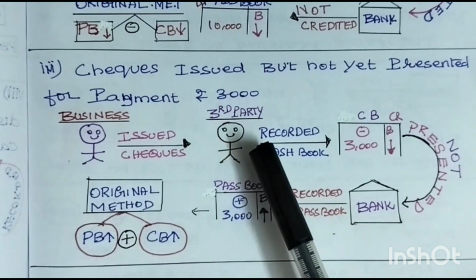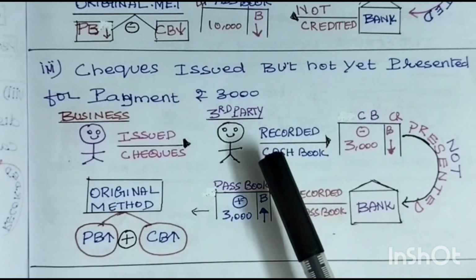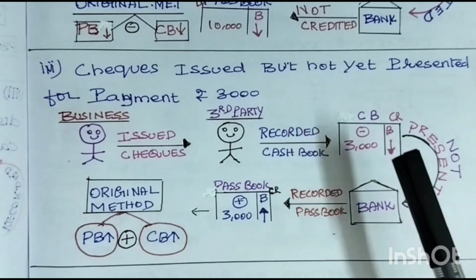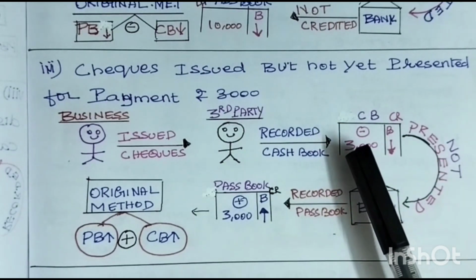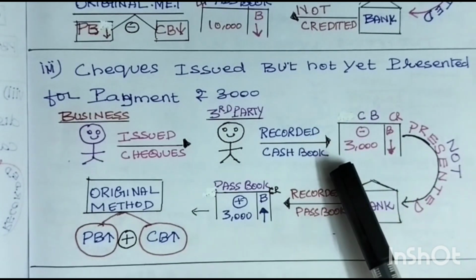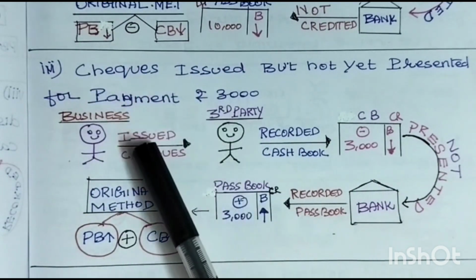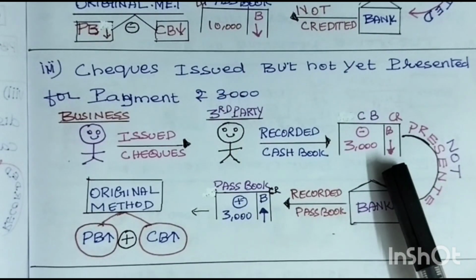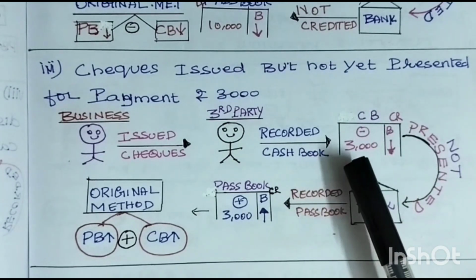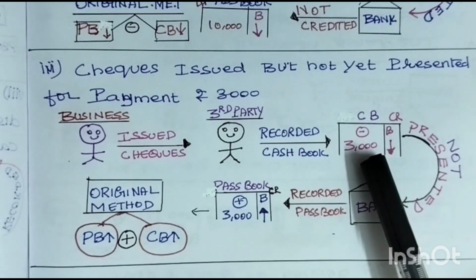So what do you record? Immediately you record it in your cash book. What do you record in the cash book? The cash book will be decreased. On the credit side, bank column, cash book will be decreased. Why? Because you issued the cheque. Cash goes out through cheque from you. So on the credit side, bank column, 3,000 rupees decreased in your cash book. You entered it, you recorded it in your cash book.